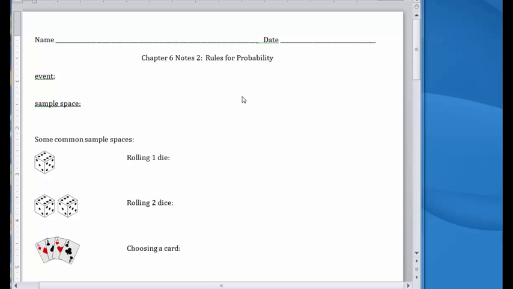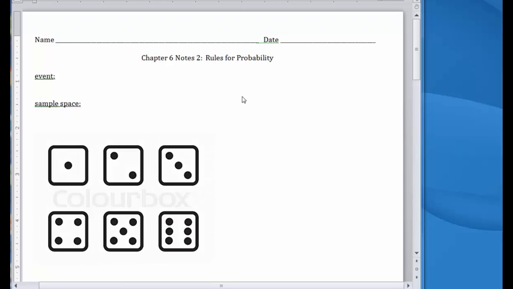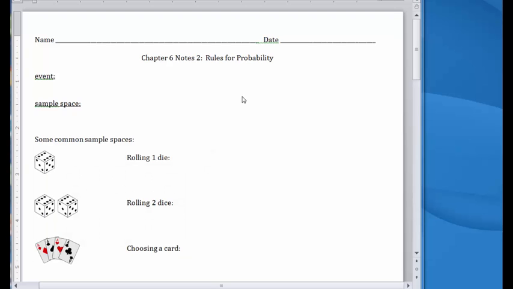For example, rolling one die. Think of some different things that could happen when you roll a die. For example, you could roll a 1, a 2, a 3, a 4, a 5, or a 6. These are the 6 different outcomes that could occur. You could consider groups of outcomes as well, like maybe you rolled an odd number, or maybe you rolled an even number. Maybe you rolled a number less than 4.